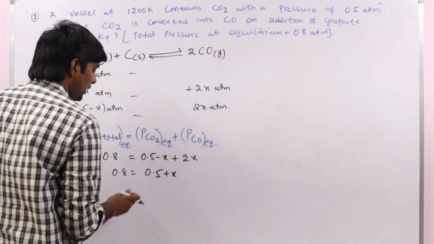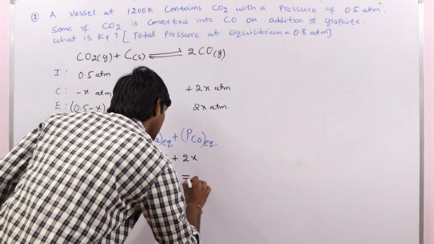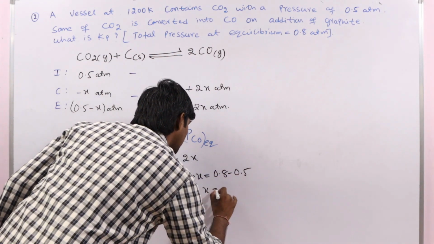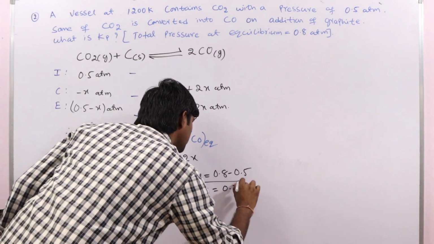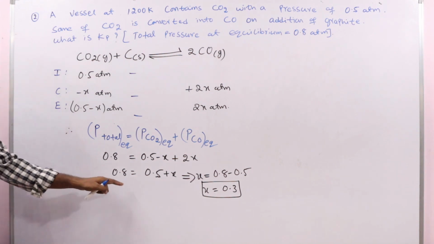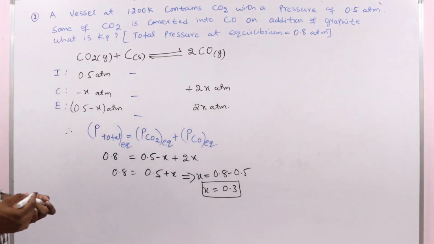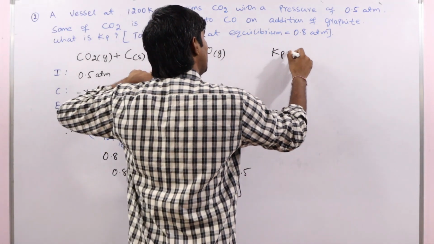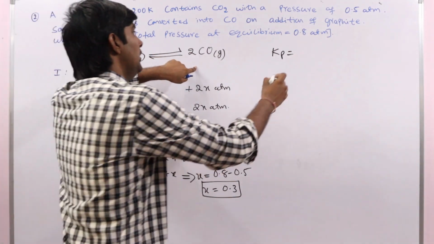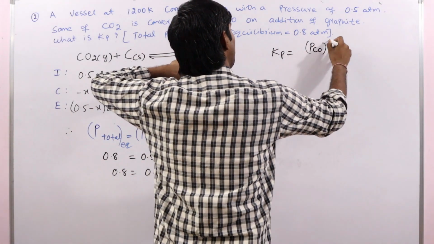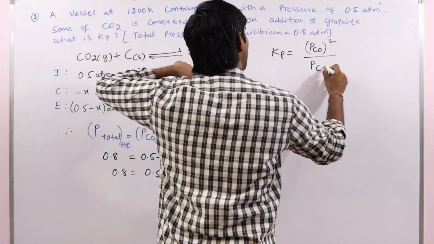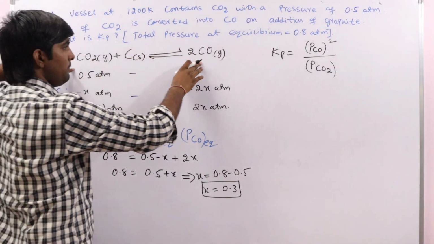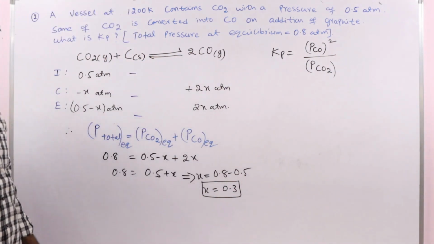That is 0.5 plus x. Now take this 0.5 to this side, so we get x is equal to 0.8 minus 0.5. Therefore x is equal to 0.3. The change x is 0.3. Now, what is the equilibrium constant expression in terms of partial pressure for this reaction? Partial pressure of CO whole power 2 by partial pressure of CO2. This is the equilibrium constant expression.